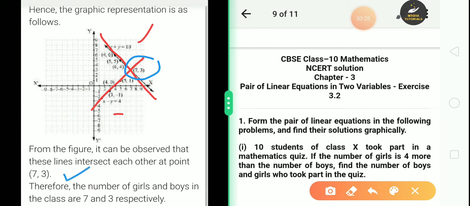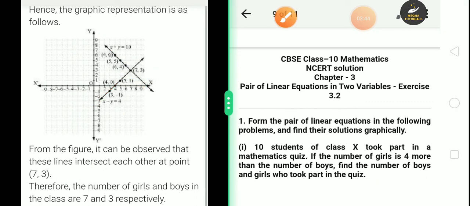Therefore, the number of girls and boys in the class are 7 and 3 respectively. It means x is equal to 7 and y is equal to 3. So this is the common solution for both equations. Okay. So the number of girls is 7 and the number of boys is 3. In the graph, you have to show coordinates for each point.